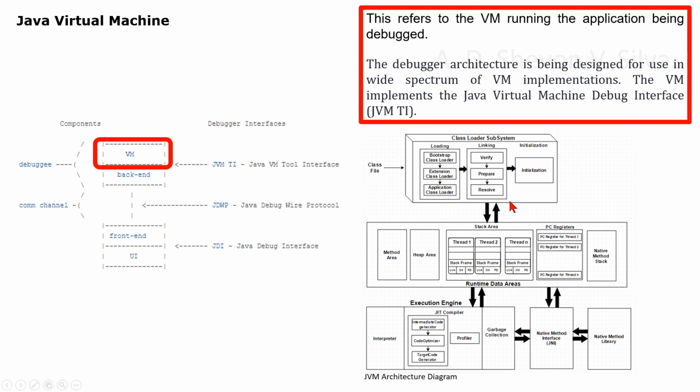Linking. Verify. Bytecode verifier will verify whether the generated bytecode is proper or not. If verification fails, we will get the verification error. Prepare. For all static variables, memory will be allocated and assigned with default values. Resolve. All symbolic memory references are replaced with the original references from method area.